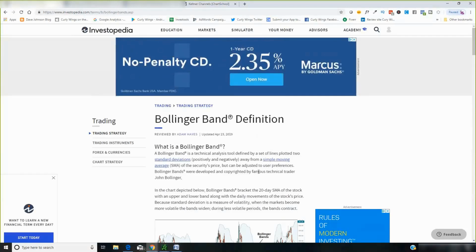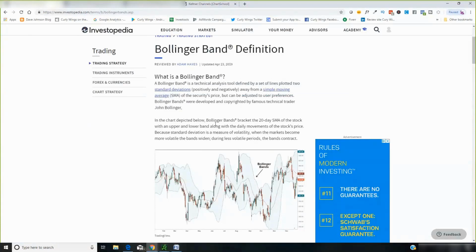A Bollinger Band is a technical analysis tool defined by a set of lines plotted by standard deviations, okay? And so you can see here that one of the big things about the Bollinger Bands is that they measure the standard deviation. And the Bollinger Bands, in reality, are a measure of volatility. See here it says, because the standard deviation is a measure of volatility, when the markets become more volatile, the bands widen.